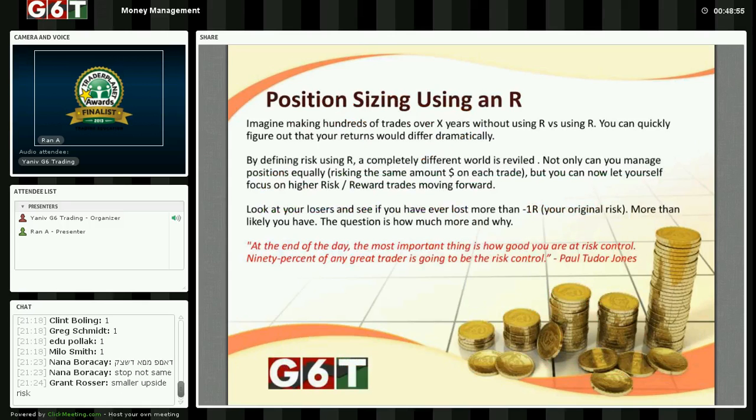Position size and use R. Now, when the world of defining R as a risk unit is revealed to a young trader who didn't think that way before, it is something totally different, because when you are using R, only then can you basically start thinking about risk and not rewards.